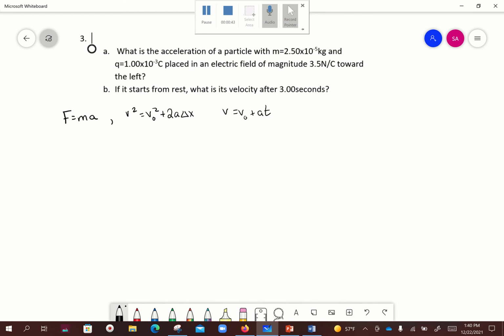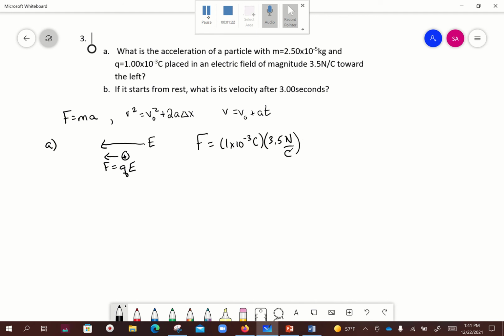And in part A, we want to know what's the acceleration of a particle with the mass and charge as given that's placed in an electric field of 3.5 newtons per coulomb towards the left. So electric field is in this direction, and we have a positive charge plus 1 millicoulomb. And so it's going to feel a force in this direction, where remember force is equal to just Q times E. So the size of the force we can calculate as Q, 1 times 10 to the minus 3 coulombs, times a field of 3.5 newtons per coulomb.